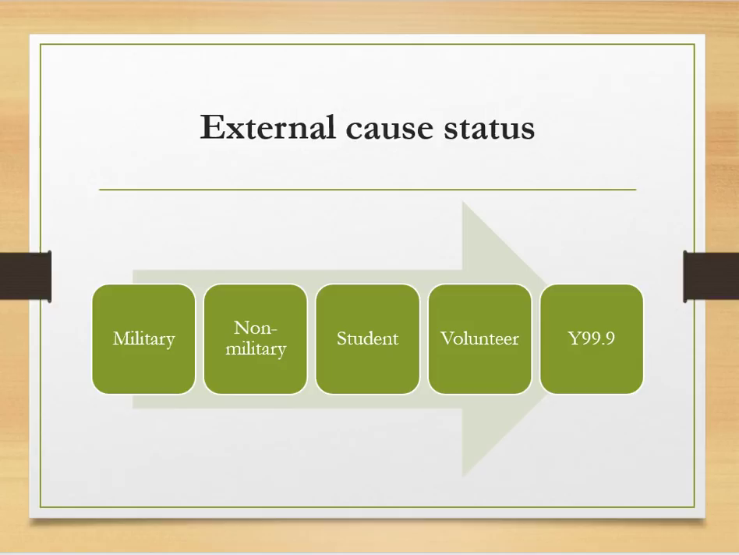Now, a code from Y99 should be assigned, when applicable, with other external cause codes, such as transport accidents or falls. The external cause status codes are not applicable, guys, to poisoning, adverse effects, misadventures, or late effect. Lastly, do not assign a code from category Y99 if no other external cause codes are applicable for that encounter. These codes can only be used once at the initial encounter and should only be one Y99 category code. There is a code Y99.9, unspecified external cause status. You do not assign that if the status is not stated. So the bottom line is the status has to be stated.